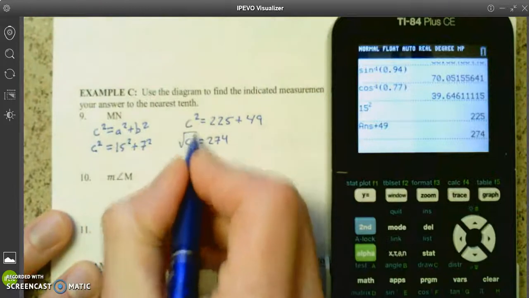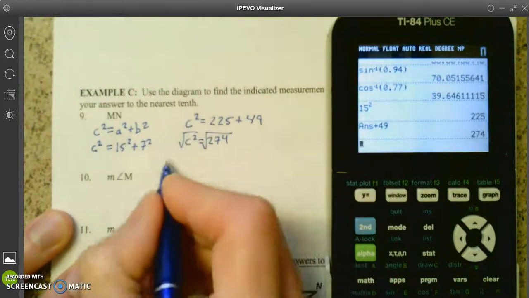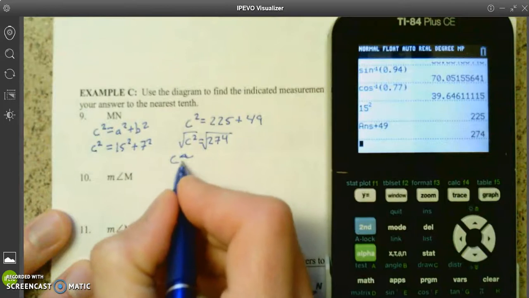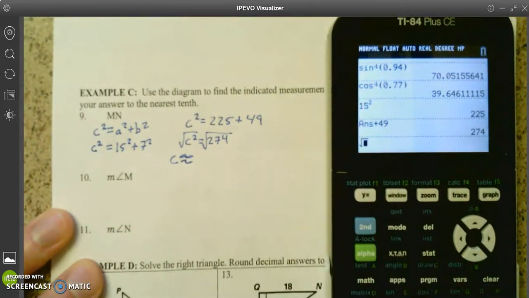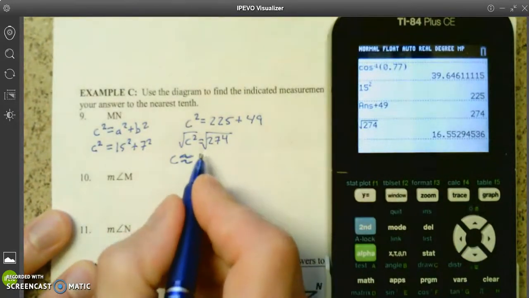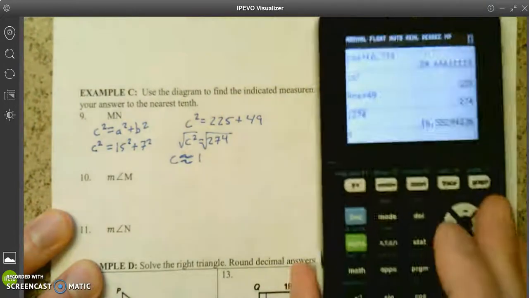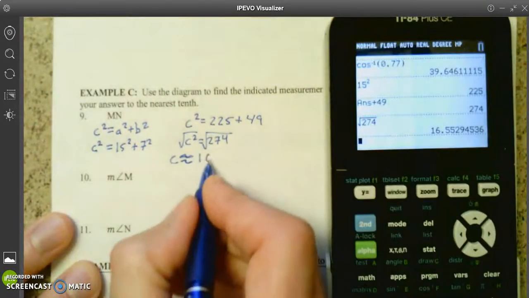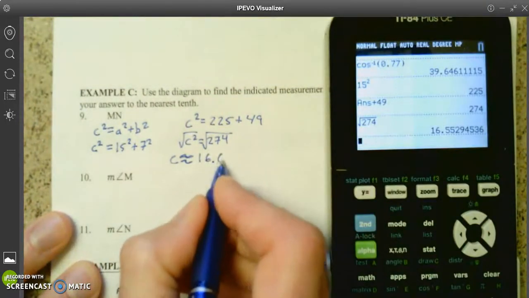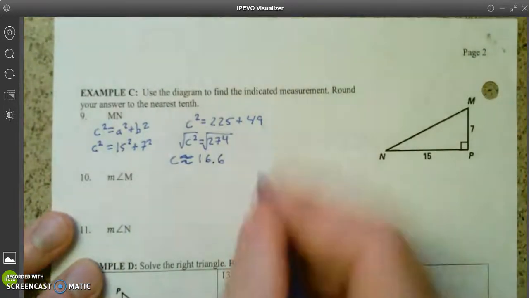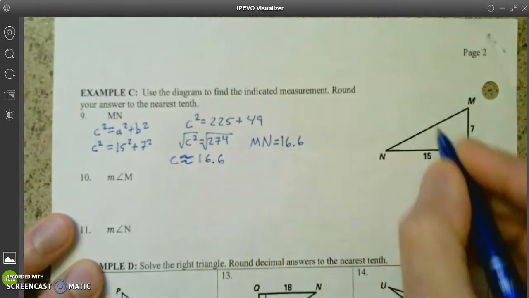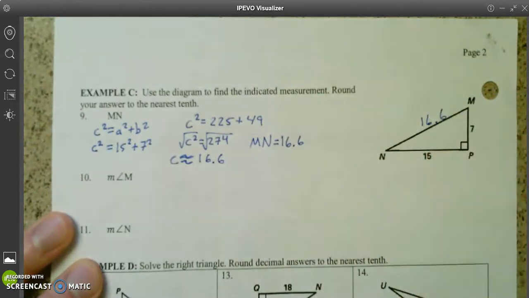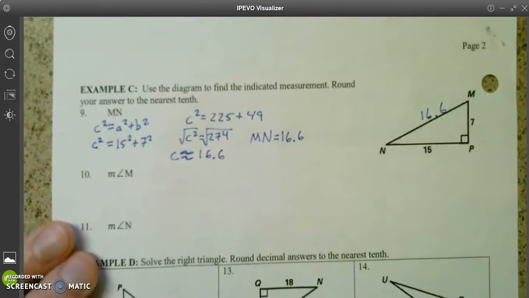Now to undo the square, take the square root on both sides. This is distance, so it's got to be positive. And that's not a perfect square, so we're going to round. I'm going to take the square root of 274. That gives me about, rounded to the nearest tenth, 16.6. So the length of MN is about 16.6.